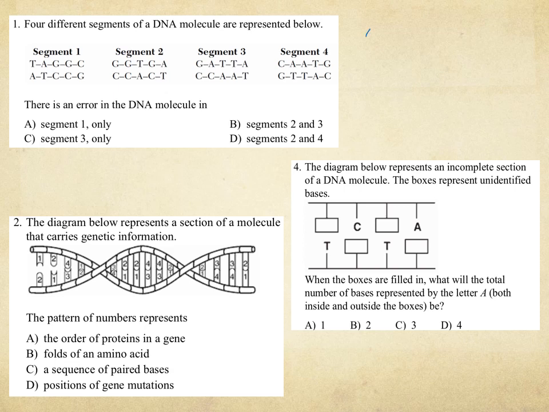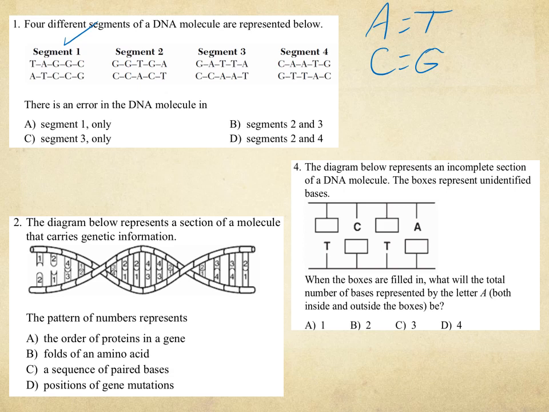Now remember, you always have to have A going with T and C going with G. You have to have the same amounts of each other, and they have to be across each other. So let's find something that does not look like that. Looking at segment 1, I see T with A, T with A, G with C, G with C, and C with G. So this one looks pretty good. I don't see any mistakes there.